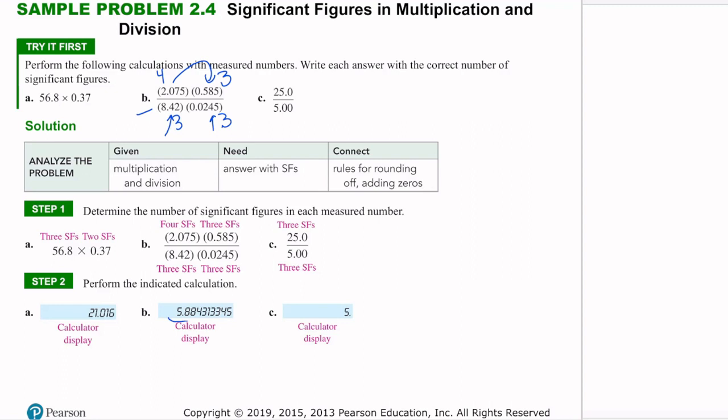Our calculator displays 5.8843133345, and we have three significant figures, so the last significant figure would be the 8 here. We look to the right of it and we see a 4. 4 is 4 or less, and therefore we keep the last significant figure the same, and our final answer then would be 5.88.